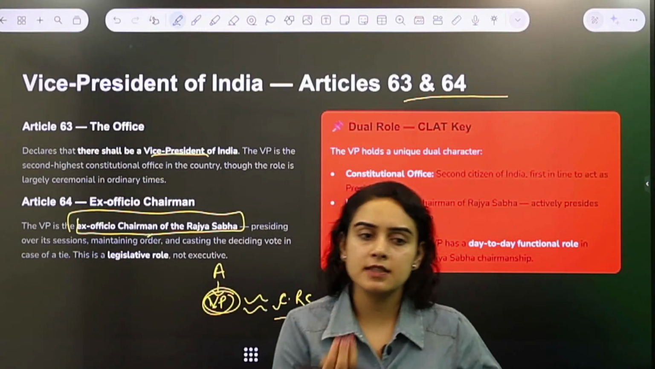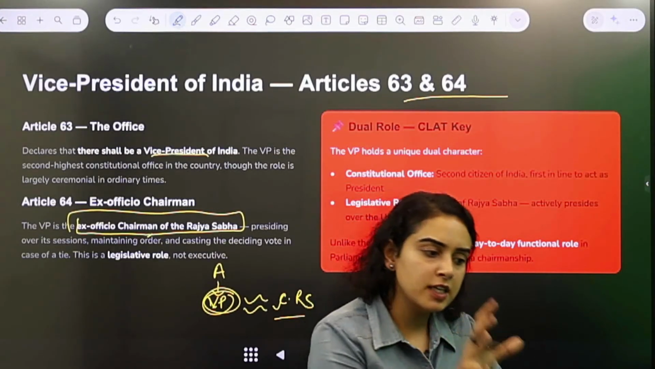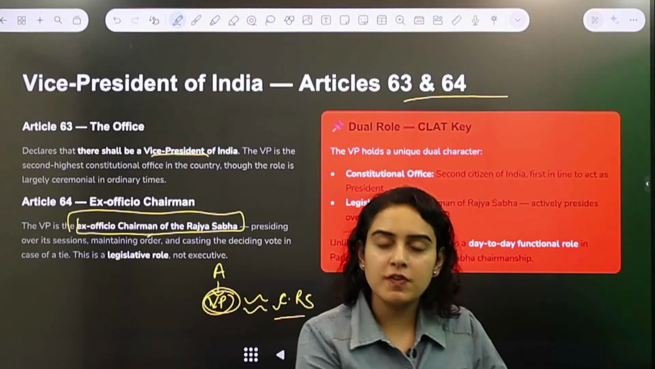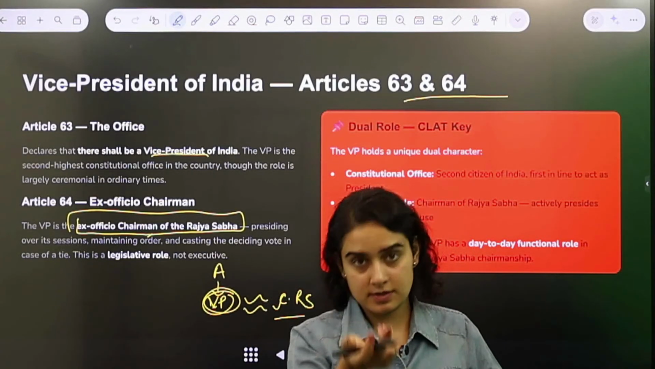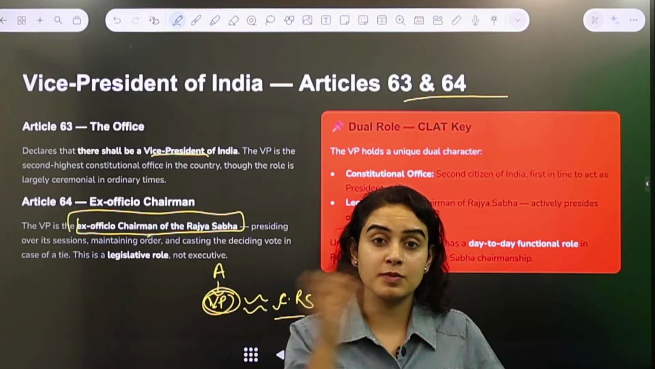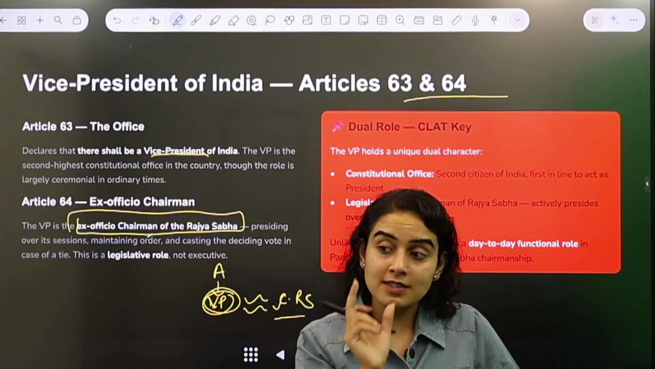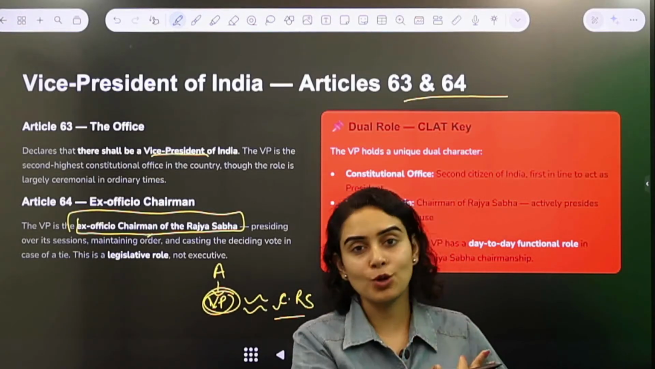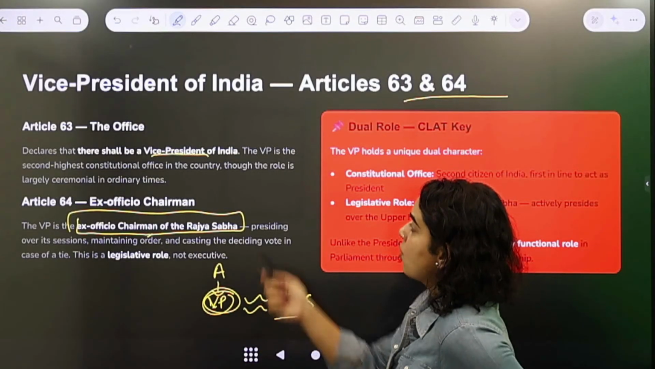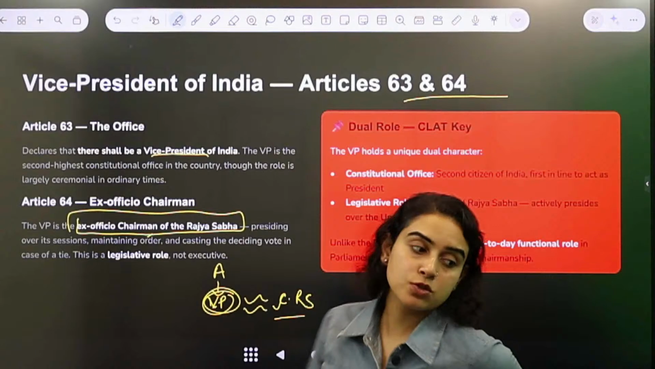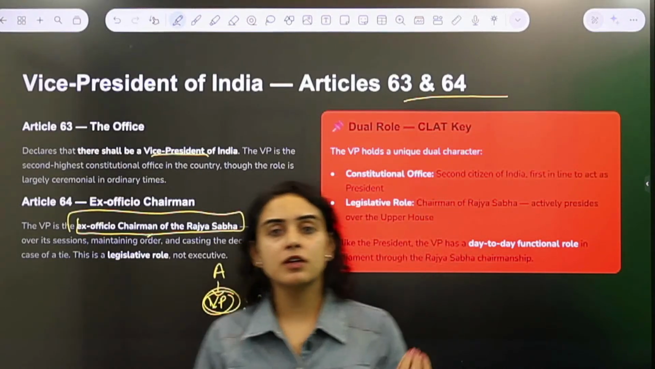Now let's say there's a woman who marries a man. Just because she is married to this man, she will automatically become the daughter-in-law of her husband's parents, right? That's her ex officio status as daughter-in-law. Same way, just because one person holds the office of vice president, he will automatically also become the chairman of Rajya Sabha, right? Now Rajya Sabha is part of the parliament.